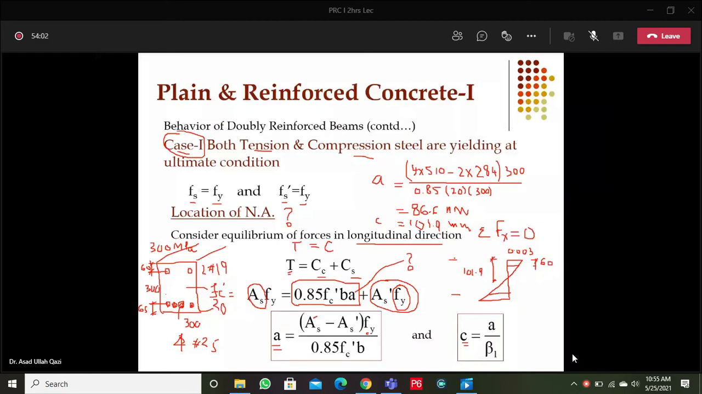So 300 minus 65 will be what? Effective depth, 300 minus 65, where 300 is the total depth. I'm right. Anyone? 300 minus 65 is 235.